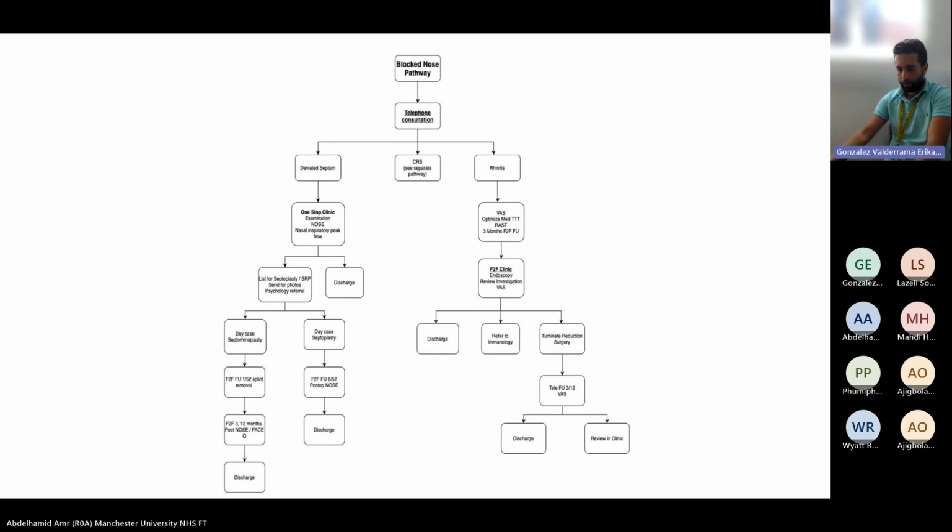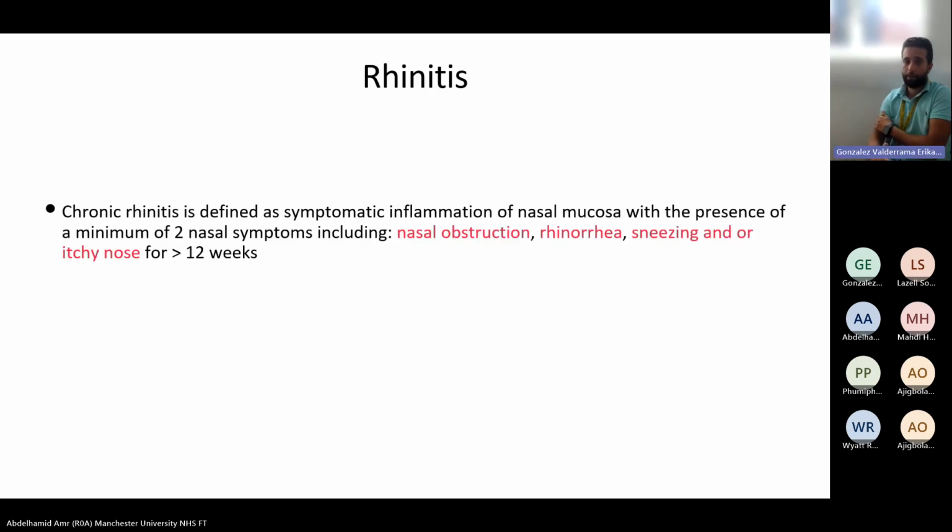So what is rhinitis? Chronic rhinitis, we define it as symptomatic inflammation of the nasal mucosa with the presence of at least two symptoms: nasal obstruction, rhinorrhea, sneezing, or itchy nose for more than 12 weeks.